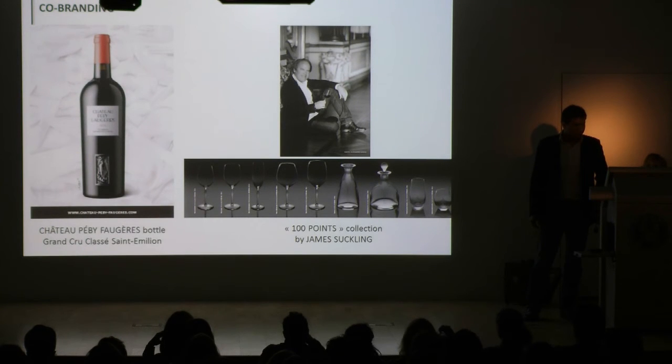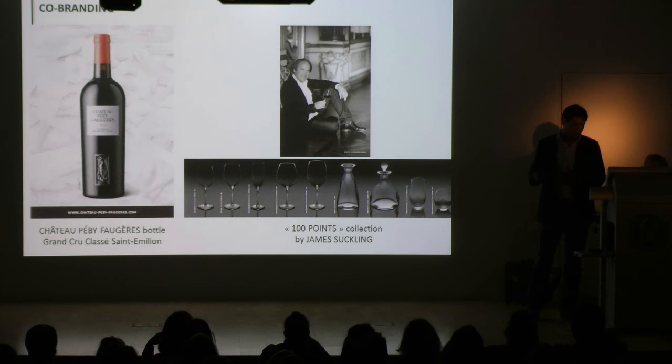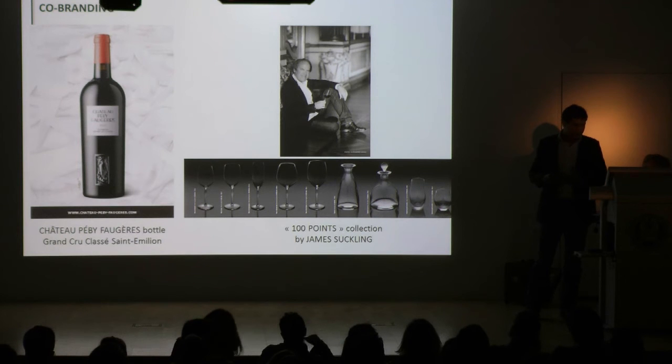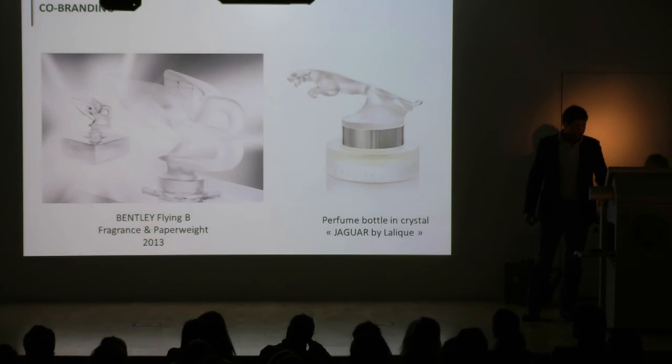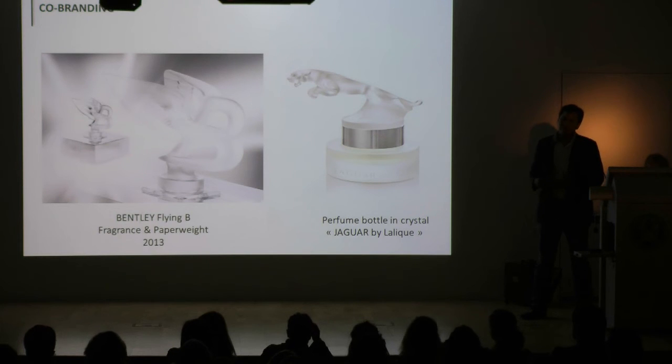We also have, as I said, the 100 points collection. James Suckling is like the Michelin guide for the wines. So he's a very renowned authority in wine, and we have developed a collection of glasses with him. Other types of co-brandings, unique crystal editions. They are all numbered and they are all limited, obviously.